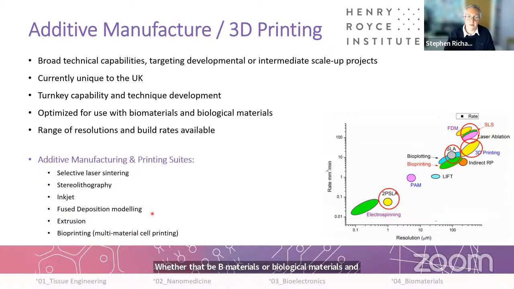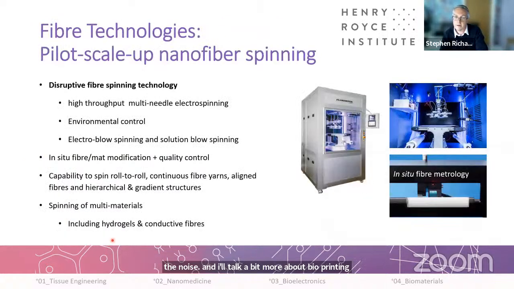And so I'm not going to go through this in much detail, just to say that we have a range of different abilities, from selective laser sintering all the way up here, down to electrospinning at this end, and some brand new state-of-the-art multi-axial robot-controlled electrospinning equipment within the Royce. And I'll talk a bit more about bioprinting in a couple of slides' time.